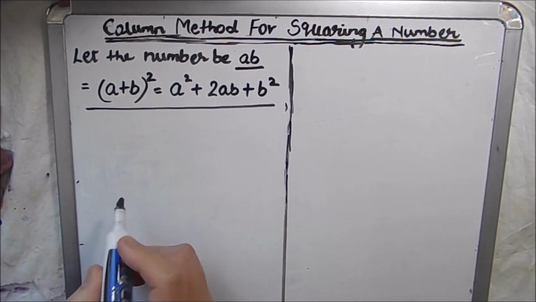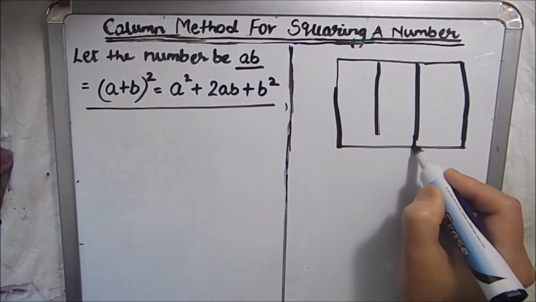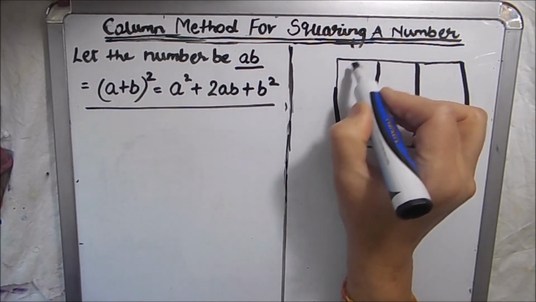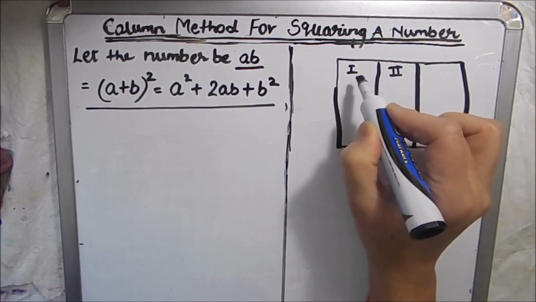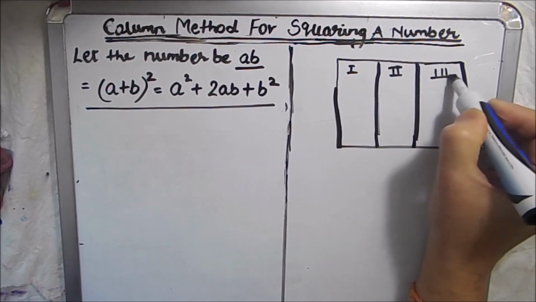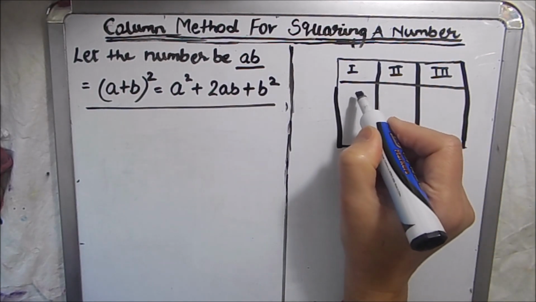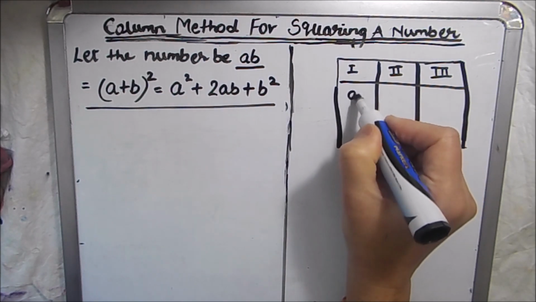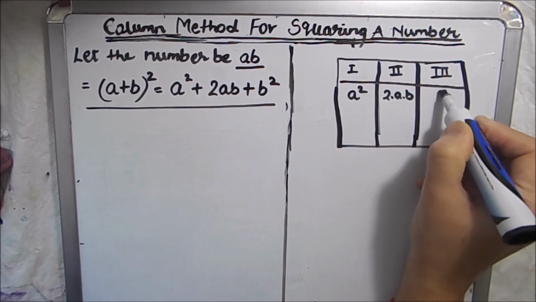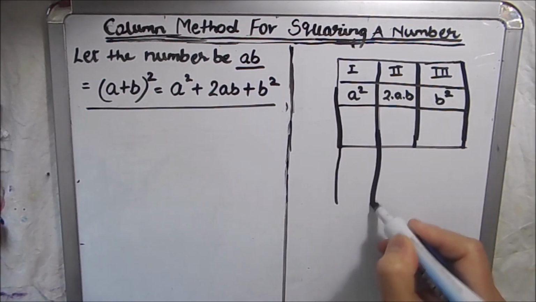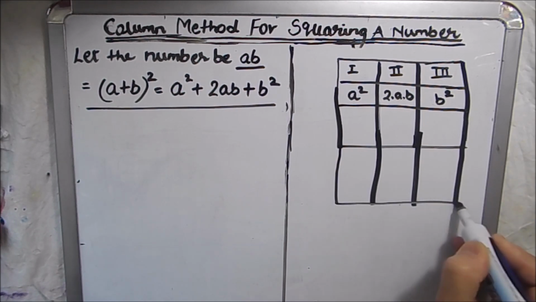So the first step in this method is to make three columns. In the first column we are going to write the name of the column. This is the first column, this is the second column, and this is our third column. Next we'll have the terms: a², 2 times a times b, and the third one is b².